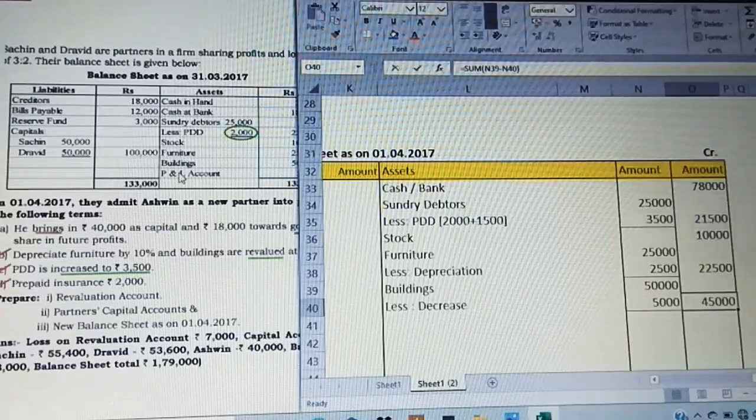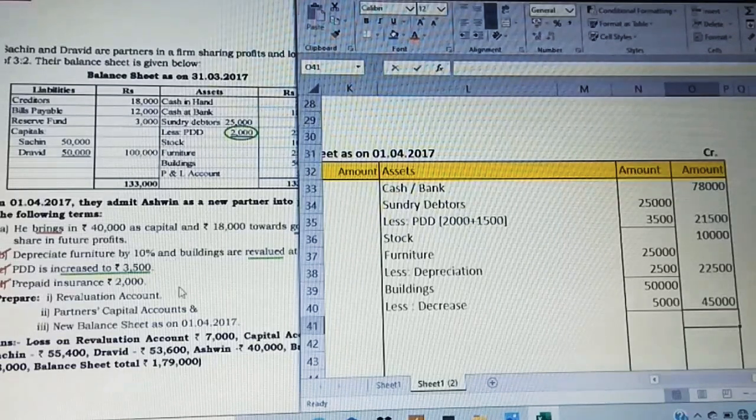P&L account will never be taken. Remember, from the balance sheet in the question, reserve fund, partners capital and profit and loss account will only appear once. Only the adjustments will appear twice. Clear? So now P&L account is taken already. We are not going to take it here anymore. Now we have taken up asset items from the question.